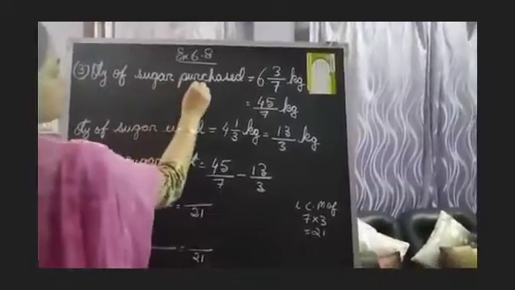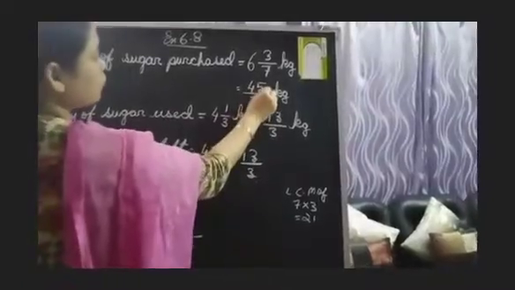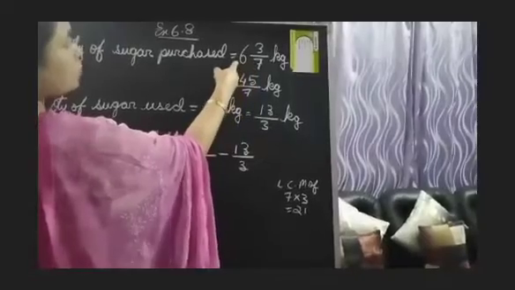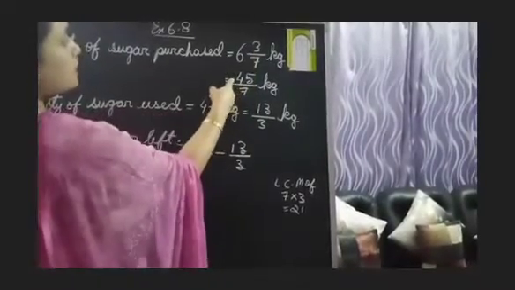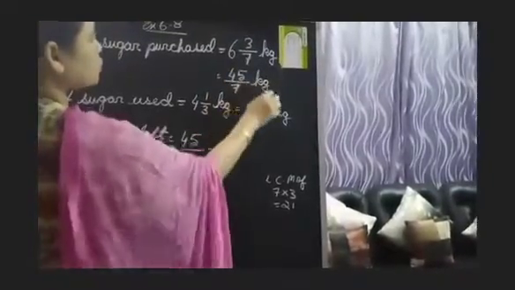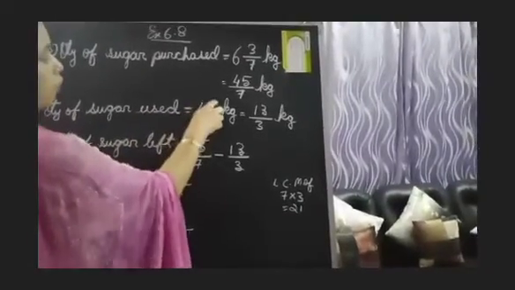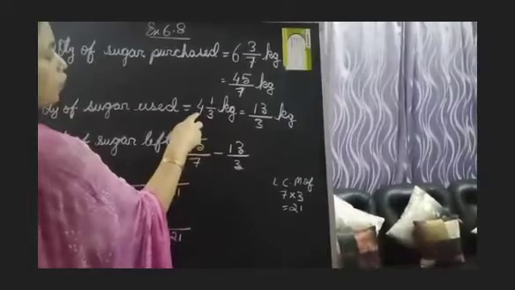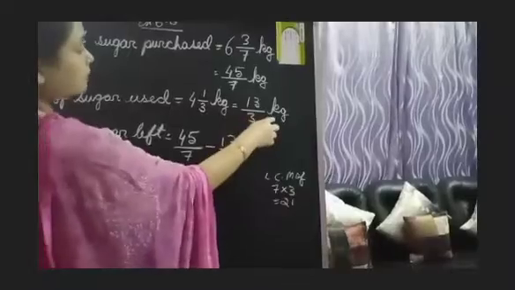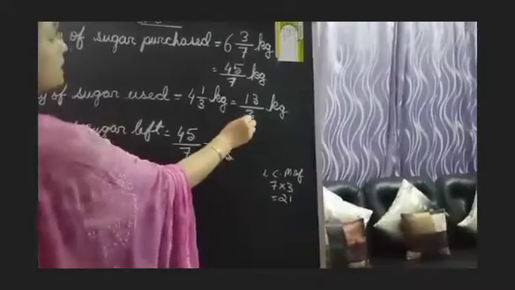Quantity of sugar purchased is equal to 6 3/7. So this is equal to 45/7. How did I get this 45? 7 into 6 is 42, 42 plus 3 is 45. So 45/7. This is the total quantity of sugar purchased. Quantity of sugar used. It is given in the question, 4 1/3 kg. So 4 into 3 is 12, 12 plus 1 is 13. So 13/3 kg is the quantity of sugar which she used for baking some cookies.